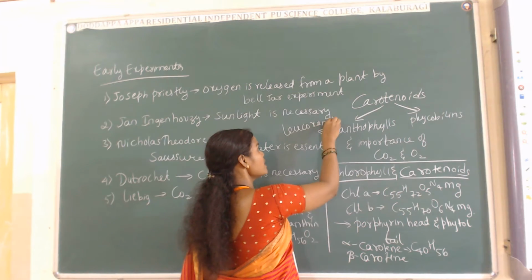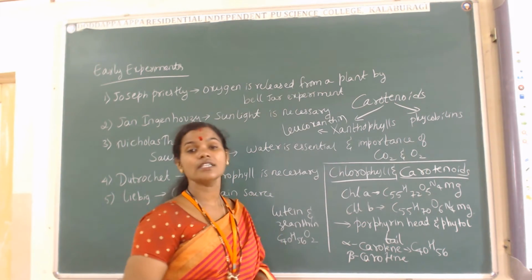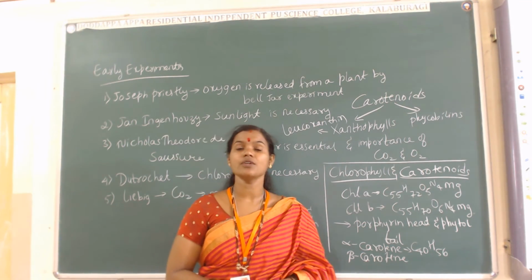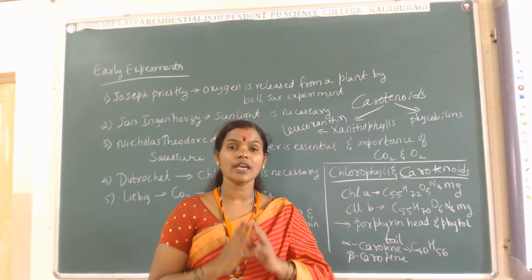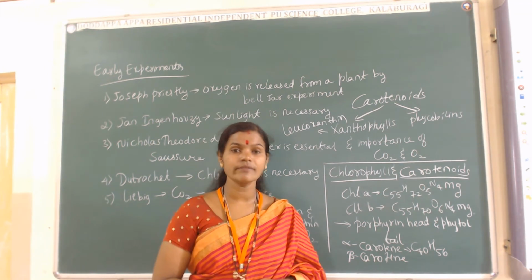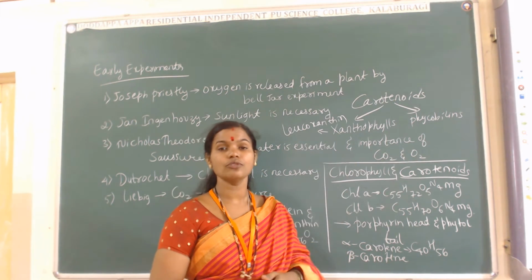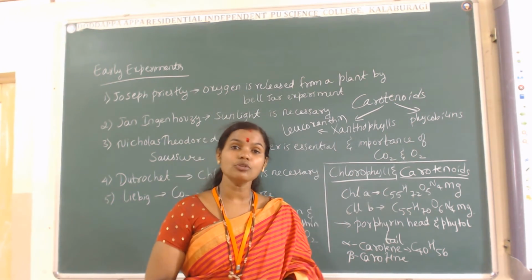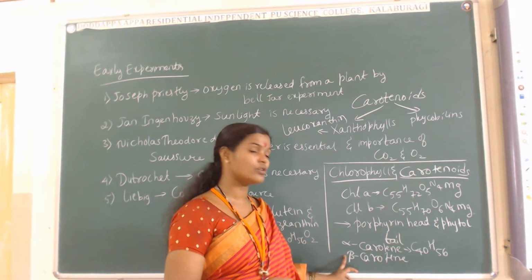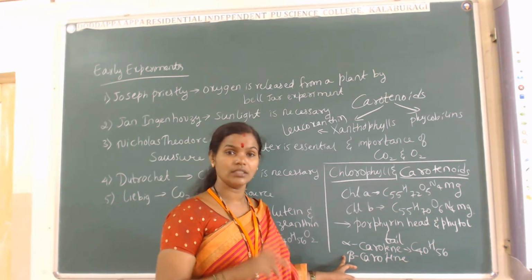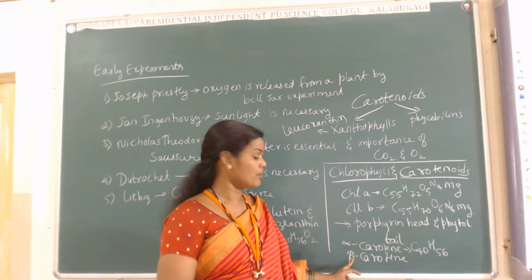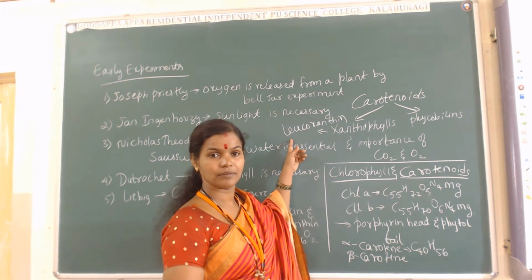Students, all this is not in NCERT. For your CET and NEET it is very important. Please note it down. So carotenoids are the colored pigments consisting of two types, that is xanthophylls and phycobilins. Xanthophylls are once again of three types: alpha carotene, beta carotene, leucoxanthin.